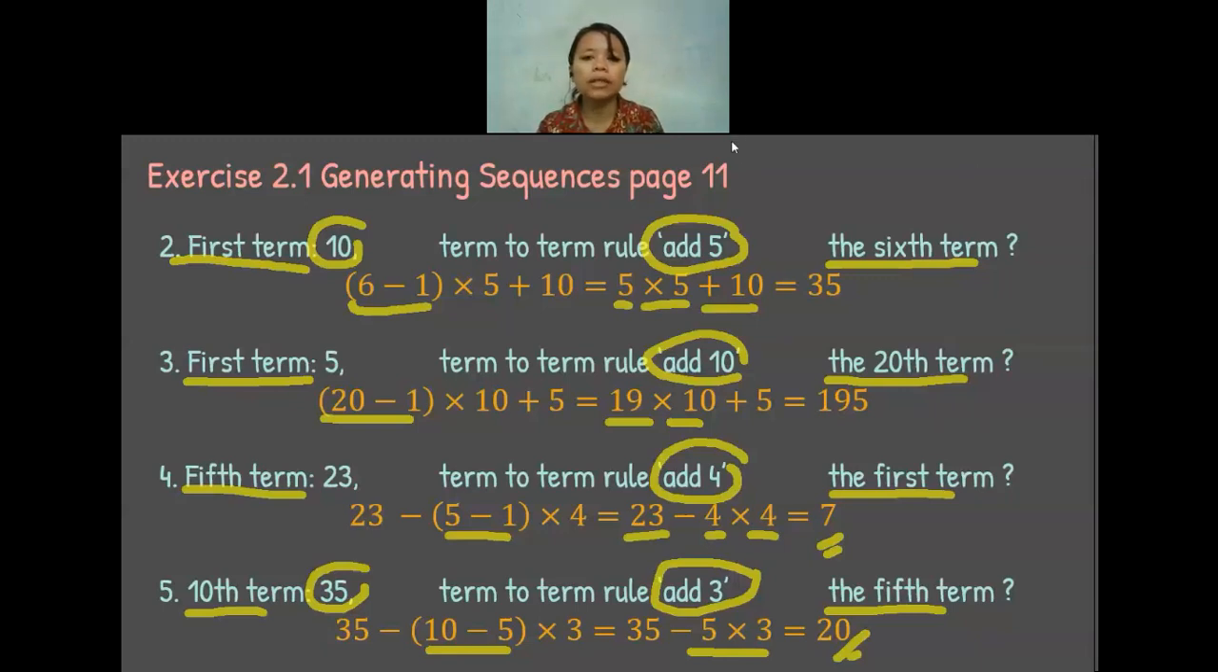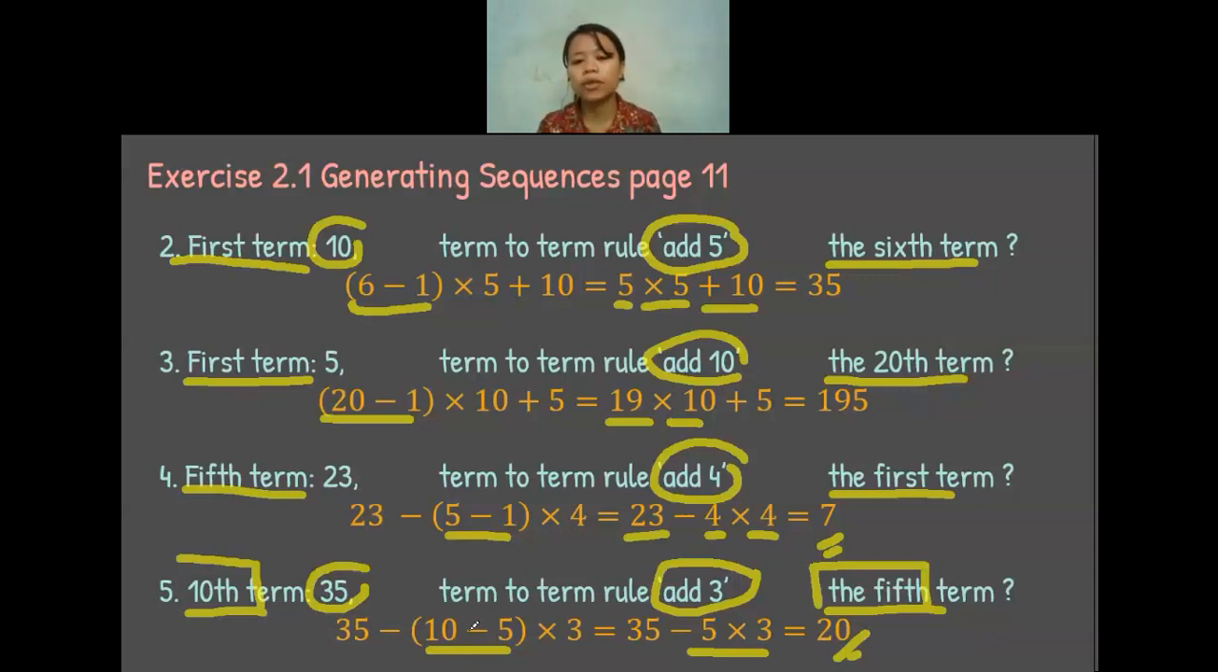10 minus 5. Why is it 10 minus 5? Because we have to find the 5th term, and the term that is given is 10. We always find the difference between the term that we are going to find and the term given. That's why it will be 10 minus 5, because this 10 here is for the given one. We have the 10th term, which is equal to 35. We are going to find the 5th term. So we need to find the difference between 10 and 5. So it will be 10 minus 5.